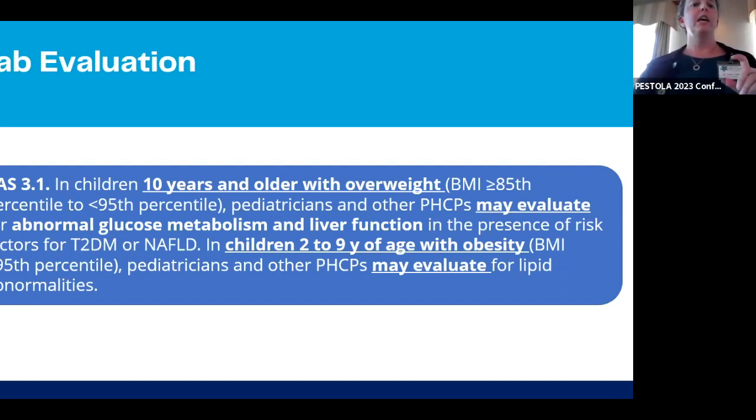This whole key action statement was grade C instead of grade B like the previous one. But we did include the lower age limits on the children for evaluation for dyslipidemia, because in population-based studies, a lot of the younger children have high triglycerides and low HDL levels. It was about 10% even in preschool age children, which led to this recommendation.